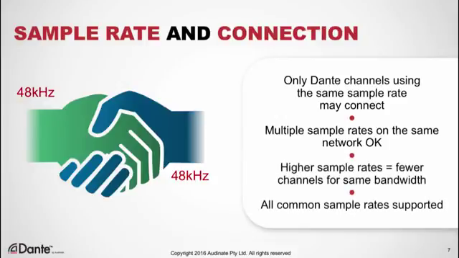Recall that as sample rate increases, so does the amount of bandwidth required for each second of audio transmitted. As a result, devices that support 64 channels at 48 kHz may only support 32 channels at 96 kHz. Double the sample rate, double the bandwidth per channel, and hence half the number of channels. Dante supports all commonly used sample rates, from 44.1 kHz up to 192 kHz. Different products will typically support a subset of sample rates to match the internal capabilities of that product.